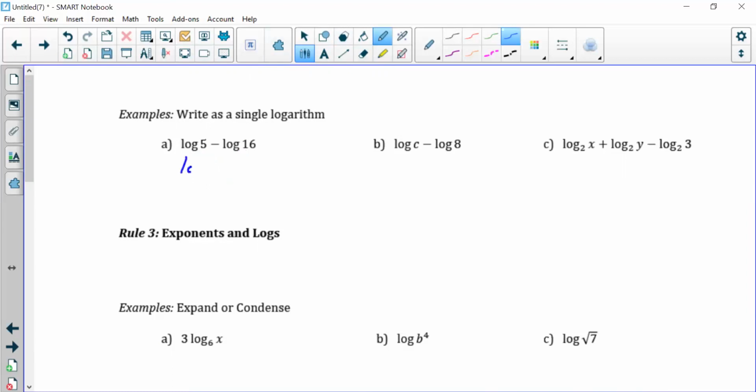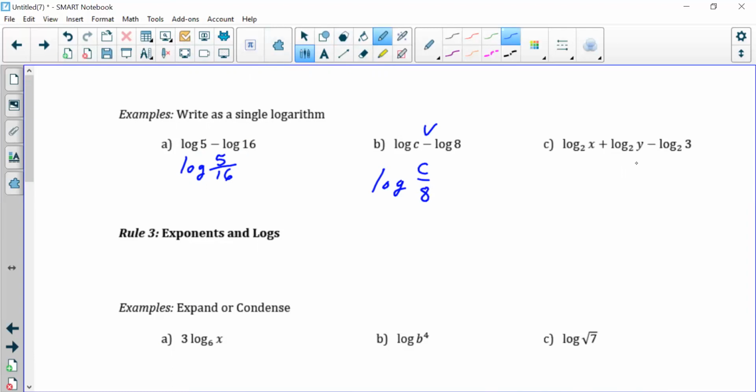So this is the log of 5 divided by 16. Okay, looking at B, subtraction. So we're doing division again. So this is the log of C divided by 8.